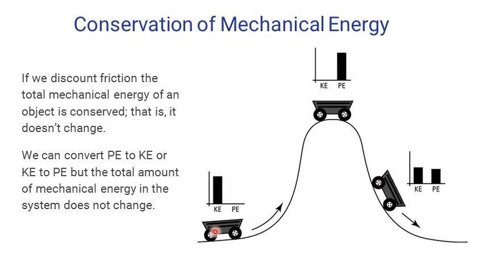When you're at the bottom, you're going to have lots of kinetic energy, but no gravitational potential energy. Likewise, when you get to the top, you're going to have lots of potential energy, but no movement or no kinetic energy.